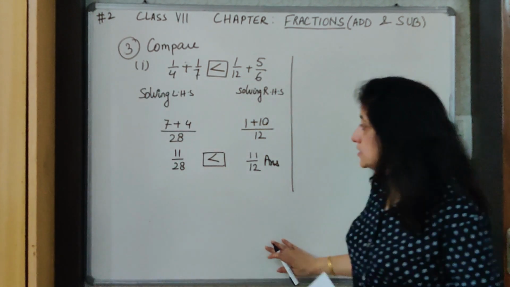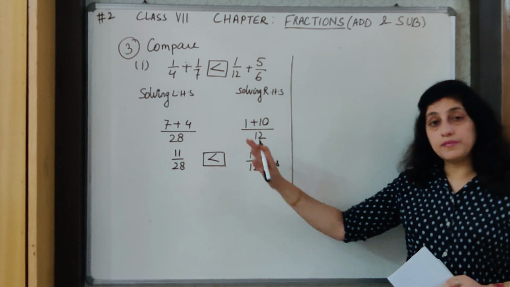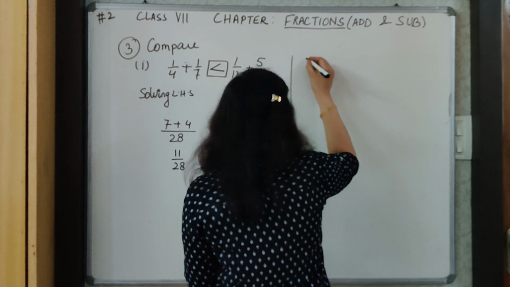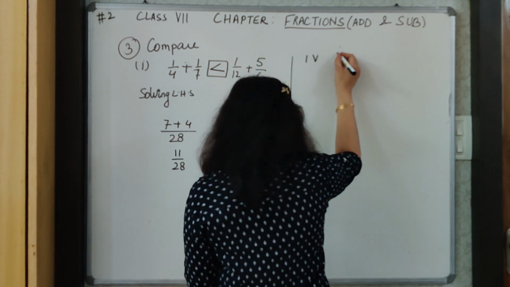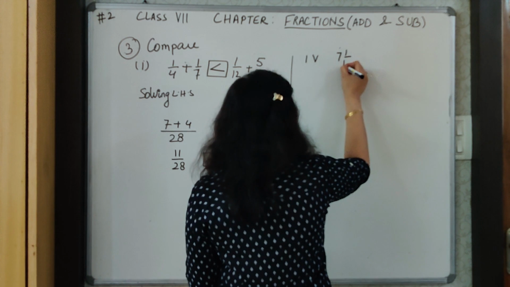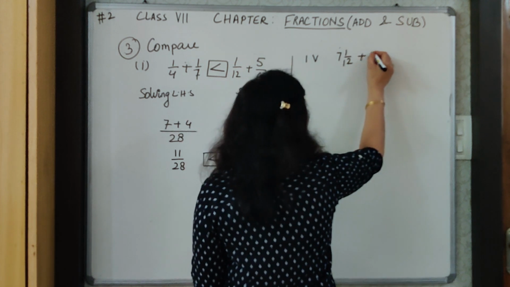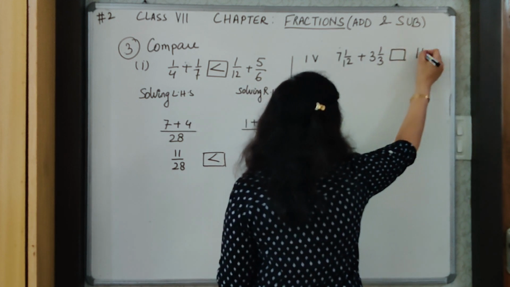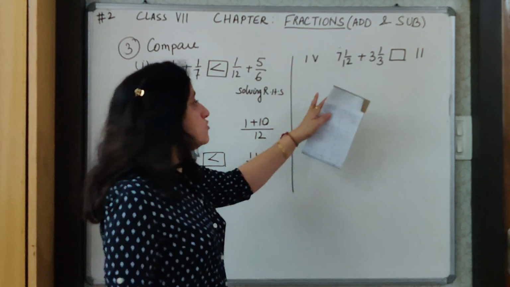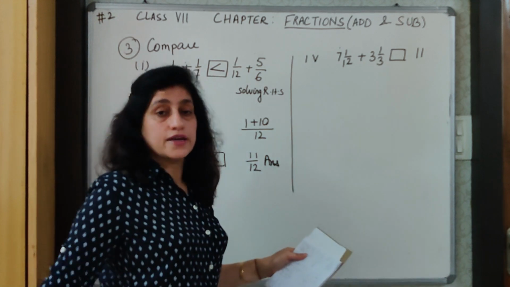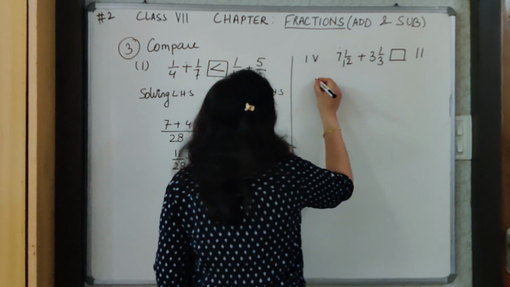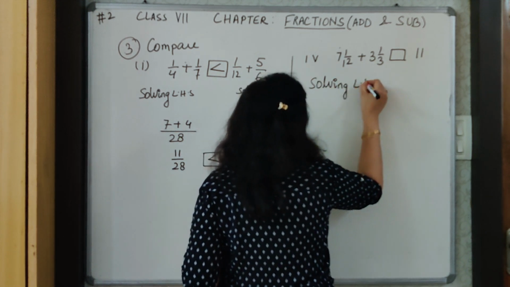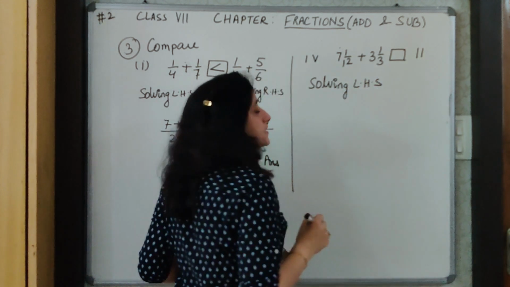I hope this question is clear to you. We have already done comparison type questions. Now one more I am taking, which is 7 whole 1 upon 12 plus 3 whole 1 upon 3 and has to be compared with 11. Okay. So we need to solve the LHS only in this because RHS is only solved. So I write here solving LHS. By now you know LHS is left hand side and RHS is right hand side.